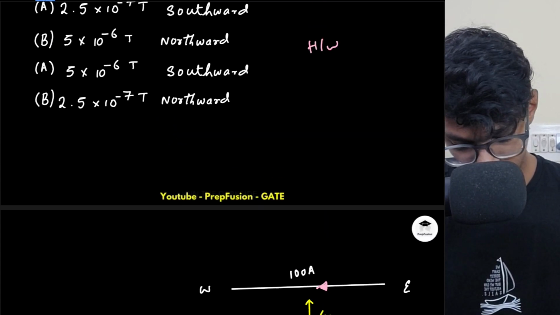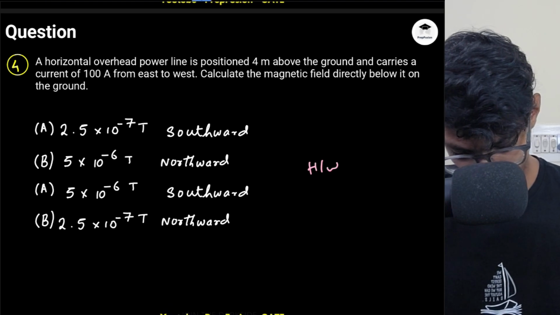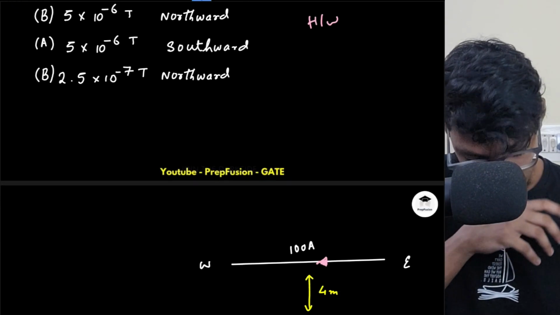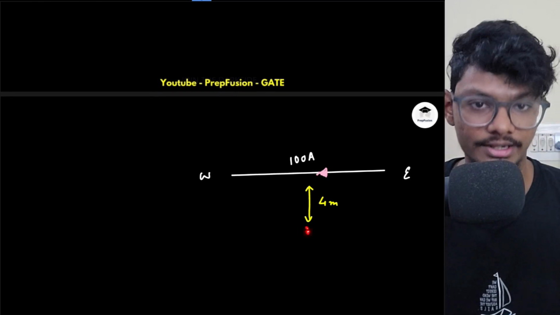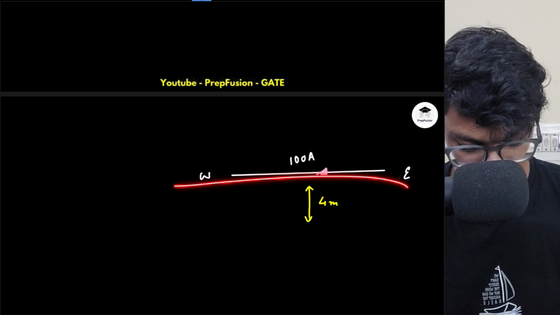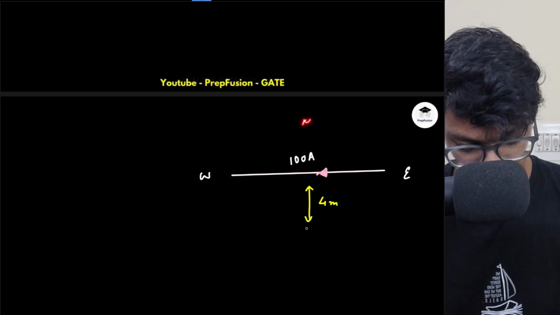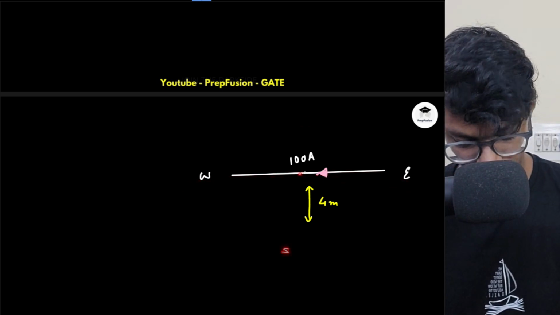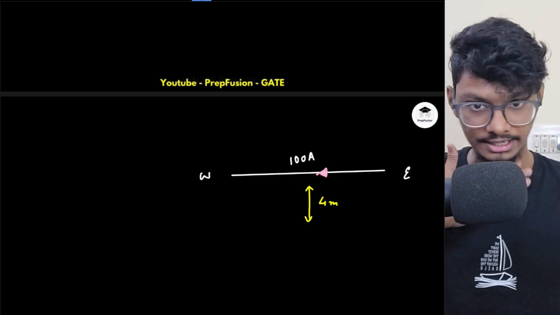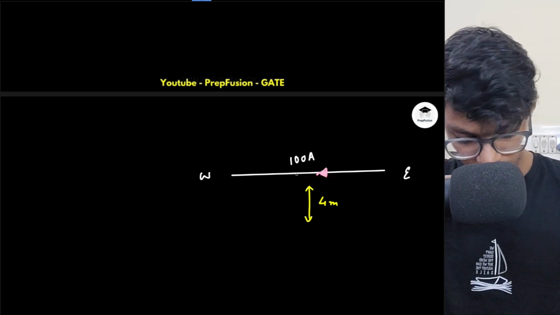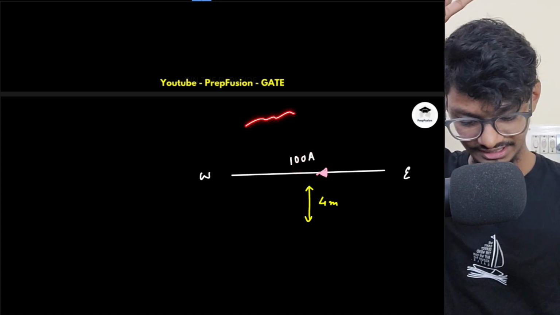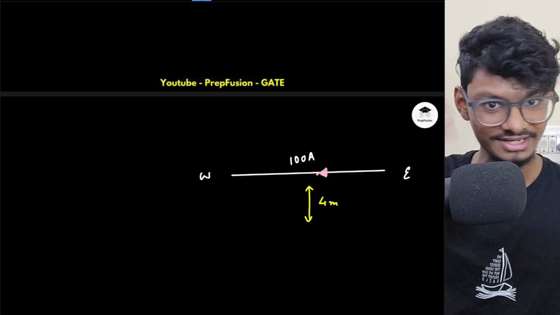Now calculate the magnetic field directly below it on the ground. So if I am calculating directly below here, in which direction will the magnetic field be? Now remember, if it is east to west, north will be in this direction and south in this direction, like towards me, out of the plane of the wire, I am the south, and behind the wire is the north direction, and up is sky. Top is sky and bottom is ground. I hope you get this point.